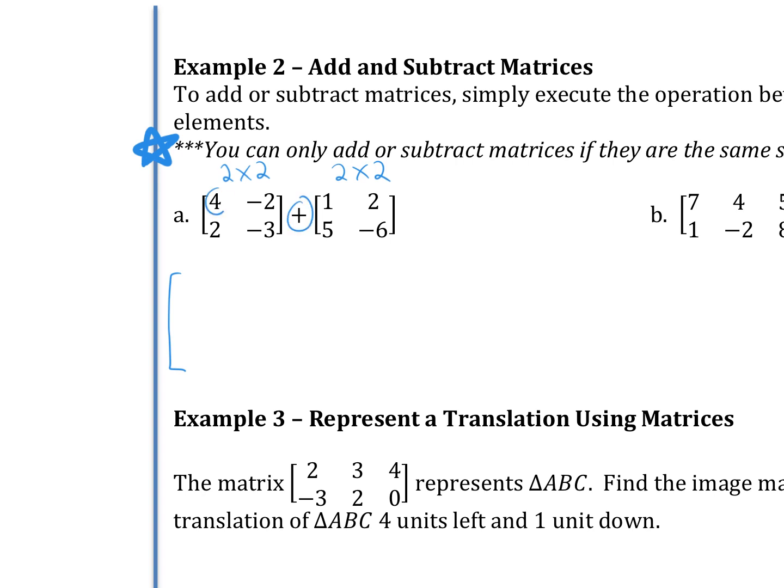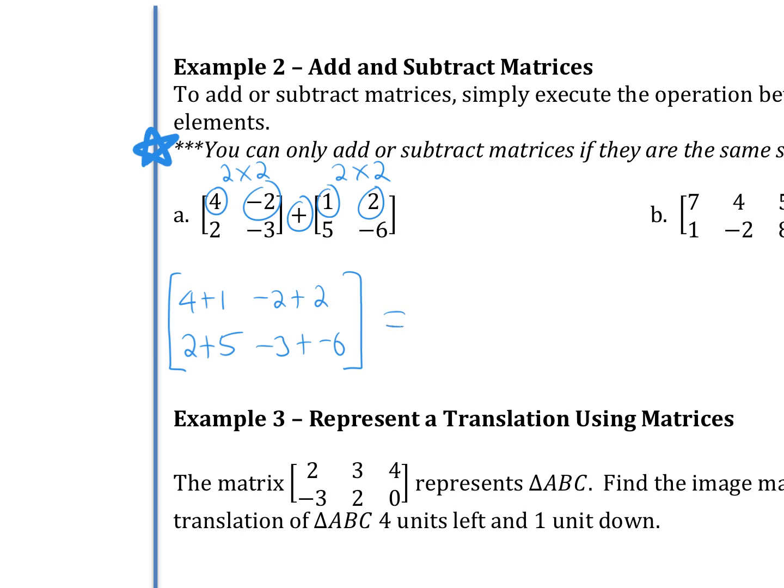So we're going to add 4. Which one's in the same position, top left, in the other matrix? 1. So in the top left, we're going to do 4 plus 1. And over here we have negative 2 matches with what? We have negative 2 plus 2. If you can figure out the other 2 really quick, go ahead. Then we have 2 plus 5 in the lower left, and we have negative 3 plus negative 6.